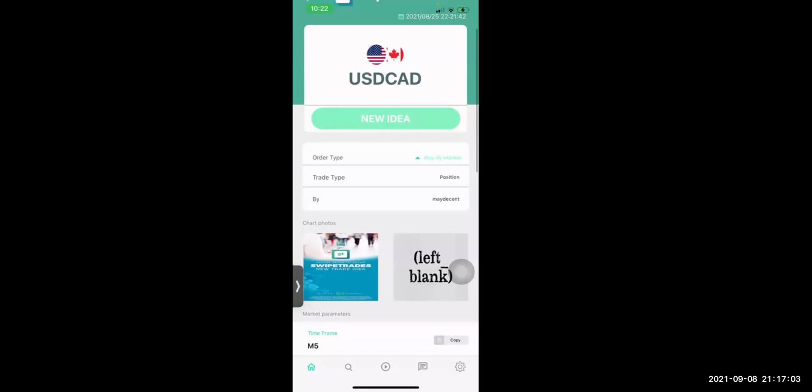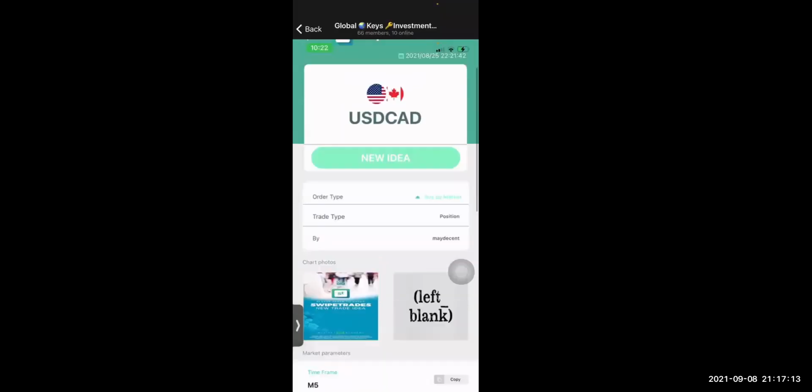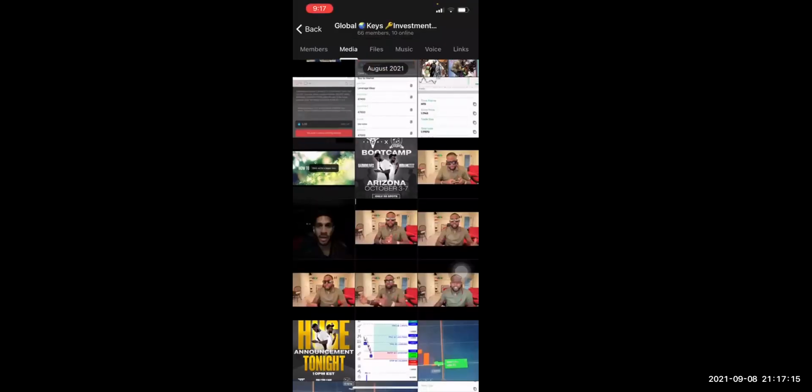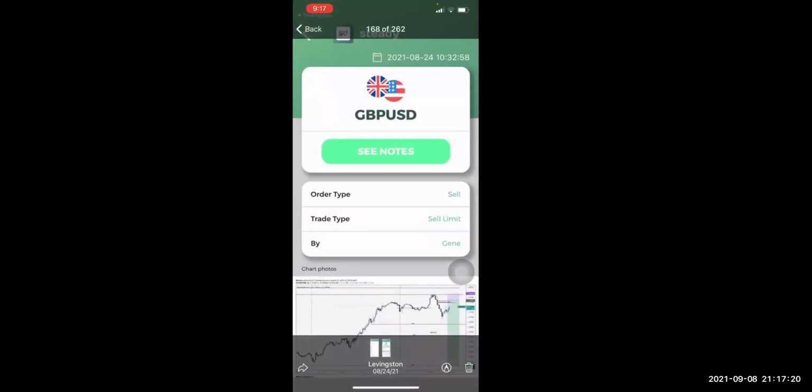You need to make sure you're paying attention, because a lot of people hit me up and told me they lost some money because they didn't look at the order type. So I'm going to show everybody an example of what I mean. Let's look at this right here. This is a trade that was sent out for GBP USD.